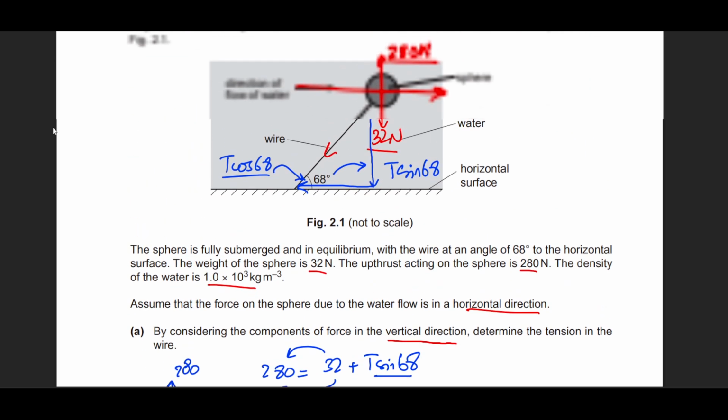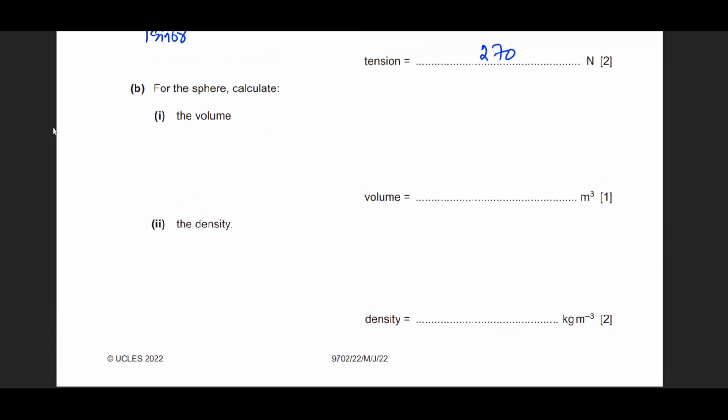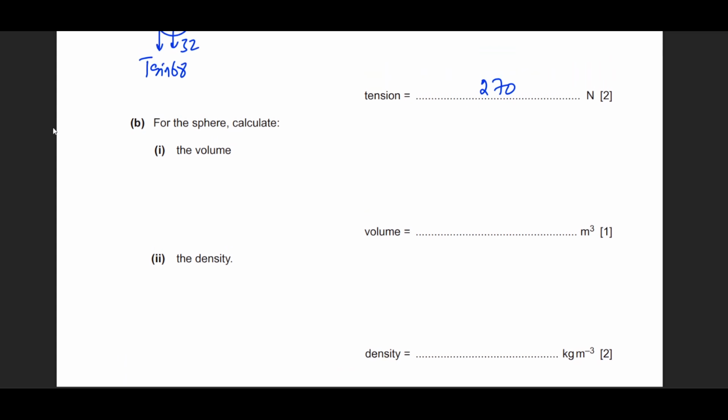Be advised that this is the answer for the tension completely. This is not the answer for the component. This is the complete tension in the wire. Okay, so then he says for the sphere, calculate the volume.